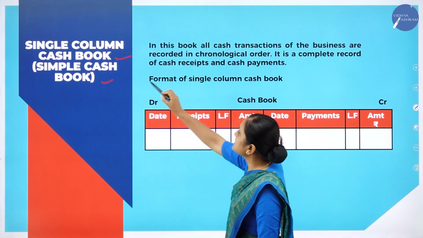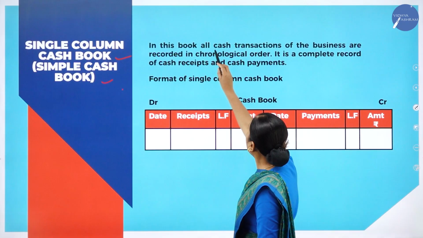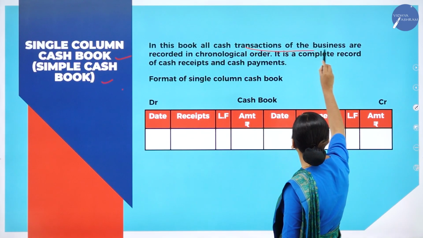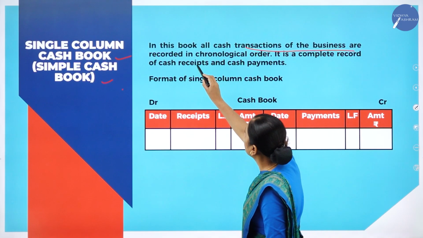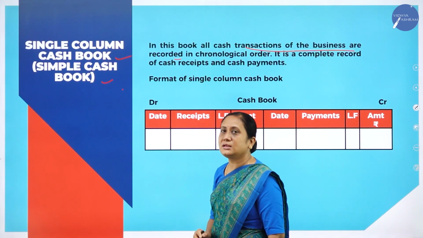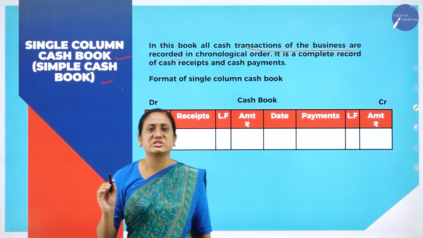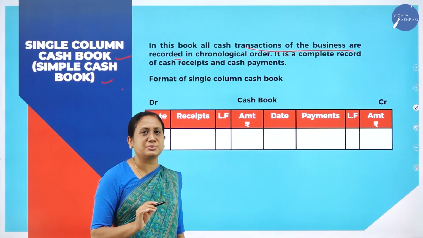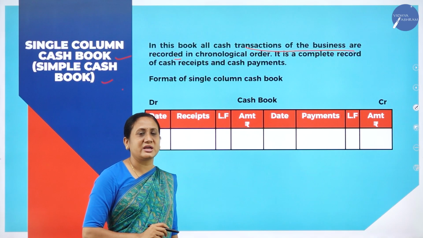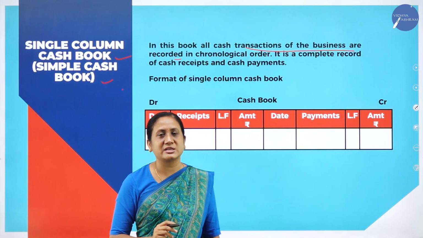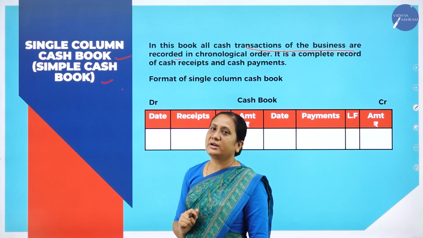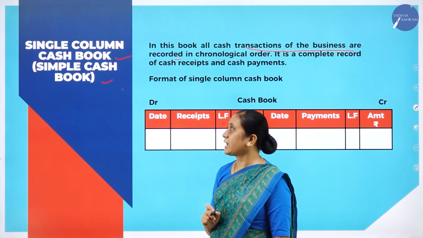See here, in the single column cash book, all cash transactions of the business are recorded. What are recorded in the single column cash book? All the cash transactions. All cash transactions means what? If there is any inflow of cash, if there is any outflow of cash, where do we enter? We record in a subsidiary book called the cash book.